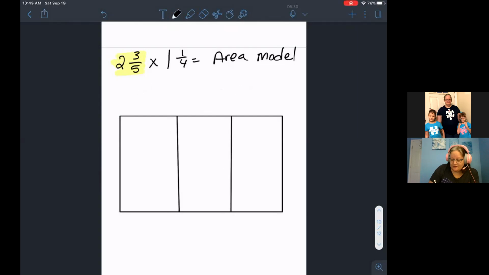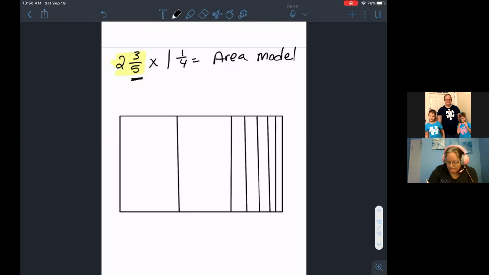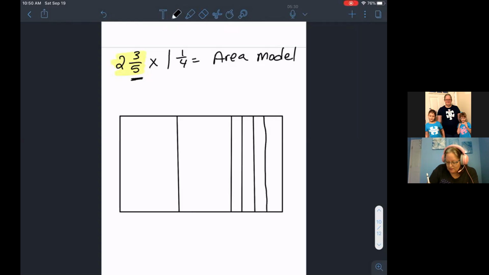Okay, so what we need to do now is we're going to focus on the 3/5. We're going to divide the last column in fifths. So we're going to do 1, 2, 3, 4, 5. I know, let's see if we can get a little bit better. All right, that's a little better. 1, 2, 3, 4, 5. All right, so that's a fifth.